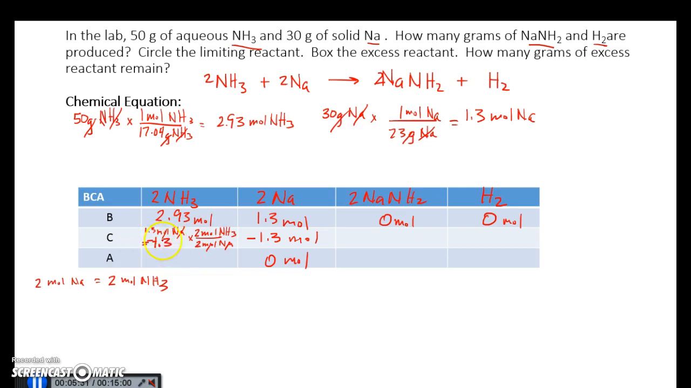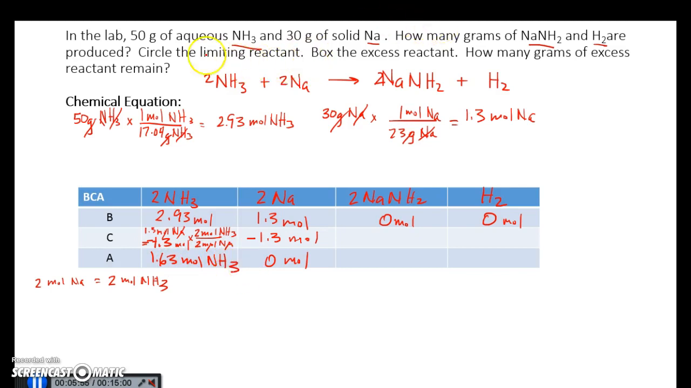We're going to place a minus sign here to show that we're using up 1.3 moles of NH3. How much do we have left over? Well, of the 2.93 moles we have, we use 1.3 moles. That means we are left with 1.63 moles of NH3 left over.